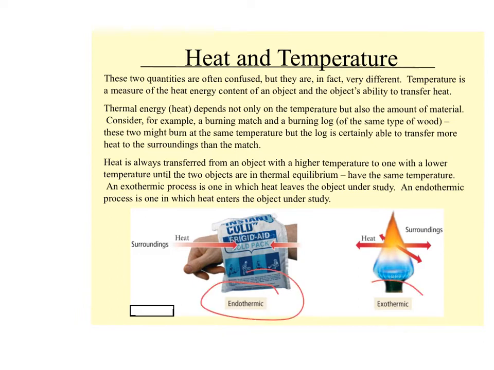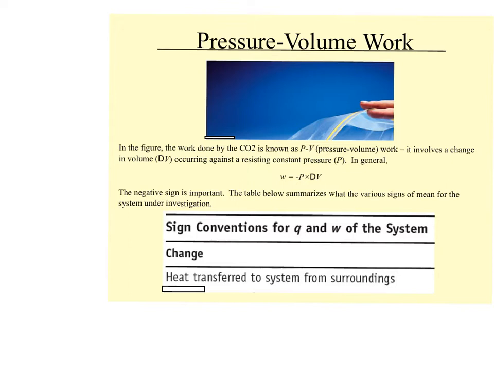And the big thing that we worry about and talk about is which direction the heat is going, right? When heat is going into a system, in other words, this cold pack is taking heat from the surroundings, that's endothermic. When heat is coming out of a system, so this flame is producing heat, then it's exothermic.